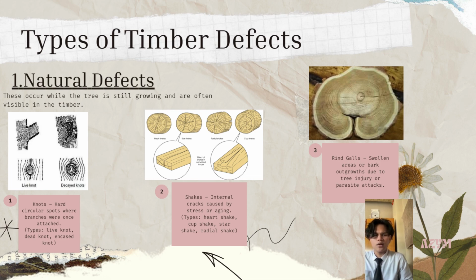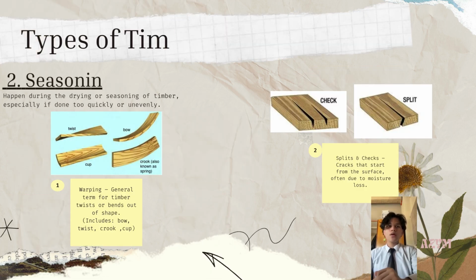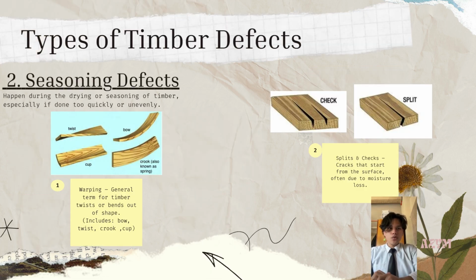Wrinkles look like swollen lumps on the outside of the tree. They're usually caused by insect bites, fungus, or even physical damage. While the tree tries to heal, it creates too much growth tissue, which leads to weak growing patterns and makes the wood less usable. Next, we have the seasoning defects, which happen during drying. If not dried properly, timber can twist, curve, or crack. Warping and cupping affect the shape, while cracks and splits affect the surface. There are some examples I've already included in the slide.